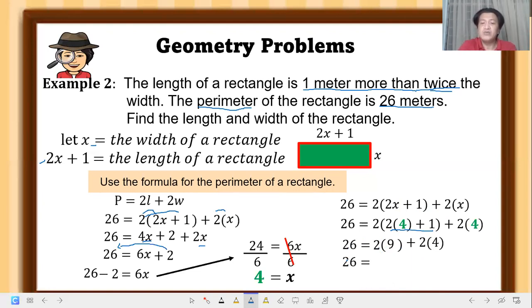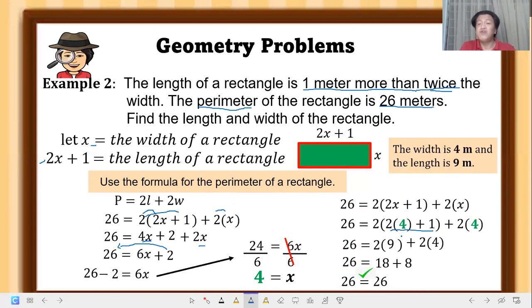So, copy natin yung 26. That is 18 plus 8. So, pag in-add ba natin yung total siya ng 26? Yes. So, since nag-equal yan, ibig sabihin yan, the answer or the value of x is 4 is correct. Okay, but the question is, ano yung measure ng length at width natin ng rectangle? Okay, that is, the width is 4 meters and the length is 9 meters.